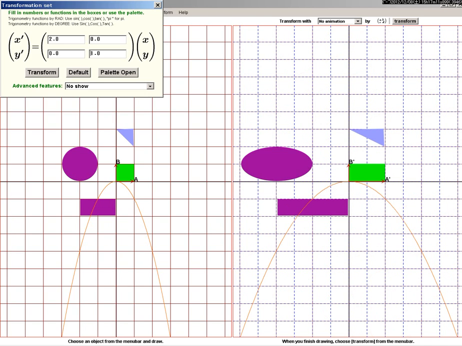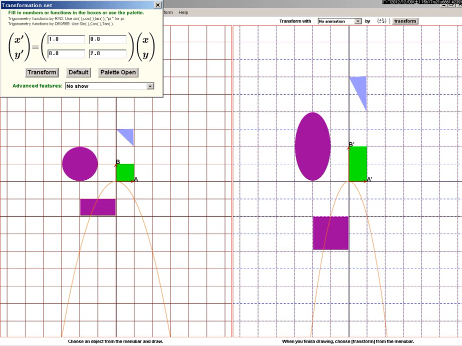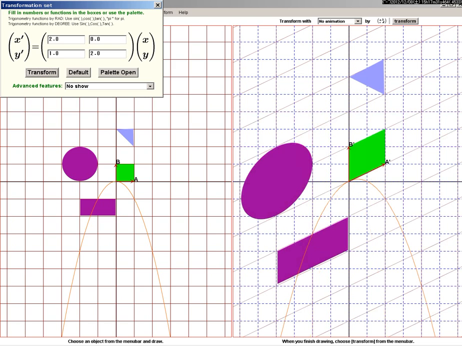Widening, enlargement, stretching. So what's this? 2, 1, minus 1, 2. The 1, 0 vector moves to 2, 1, and the 0, 1 vector moves to minus 1, 2.